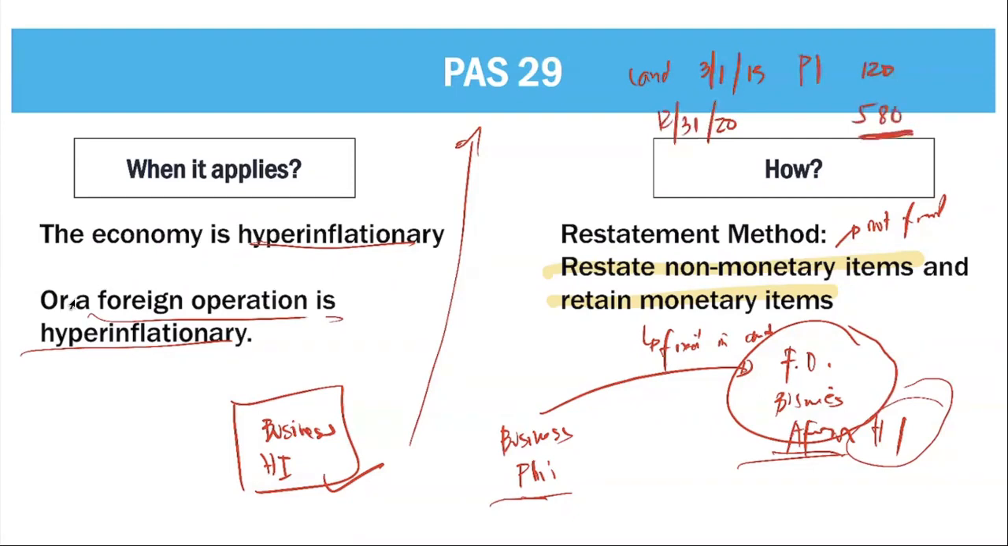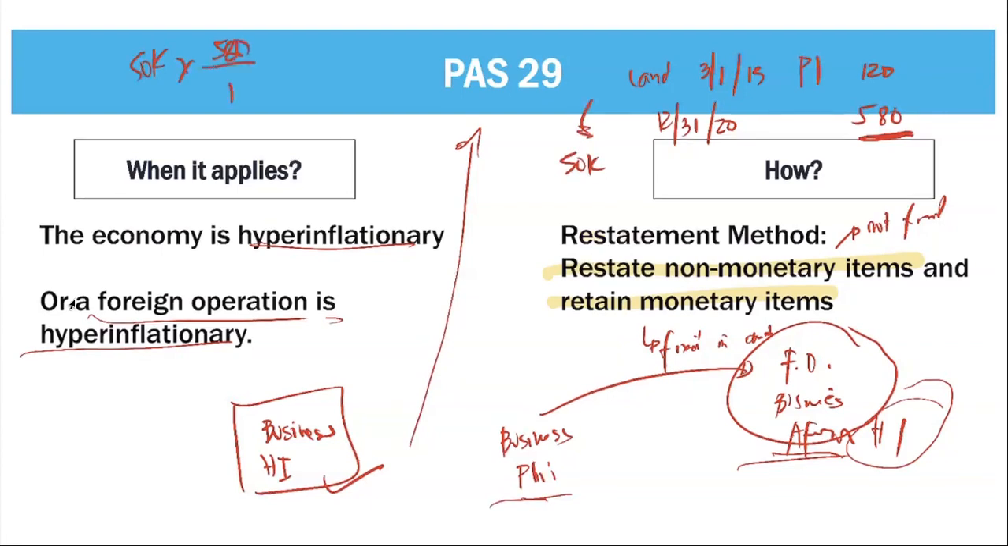So how do we restate? If the land is worth 50,000, we restate this way. 50,000 value of the land multiplied by the 580 over 120. That is how we restate it. We restate it on the current price index. So this is the current price index, and the base is the previous price index. Okay? That's how we restate.